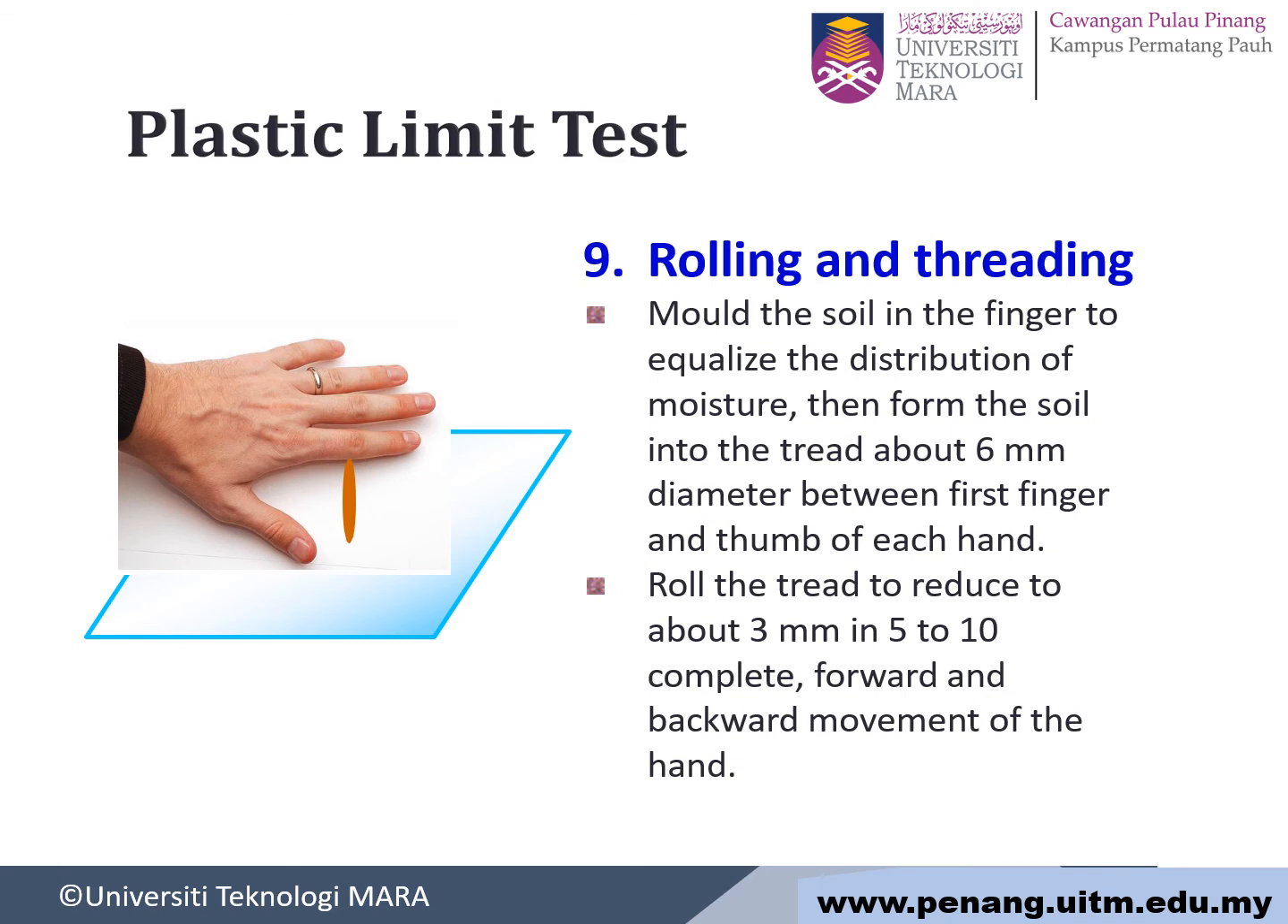Step number 9, rolling and threading. Mold the soil in the fingers to equalize the distribution of moisture. Then form the soil into a thread about 6 mm in diameter between the first finger and thumb of each hand. Roll the thread to reduce it to 3 mm with 5 to 10 complete forward and backward movements of the hand.